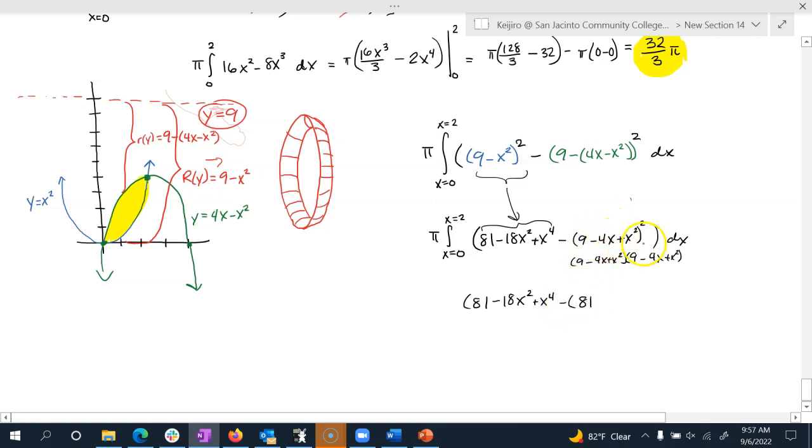Okay, 81. So 2 of these, minus 36x plus 9x squared. And then distribute the minus 4x, so that's minus 36x again, plus 16x squared, and then minus 4x cubed. And then distribute the x squared, that's plus 9x squared minus 4x cubed, plus x to the fourth. And that is all inside of a set of parentheses that's being subtracted.